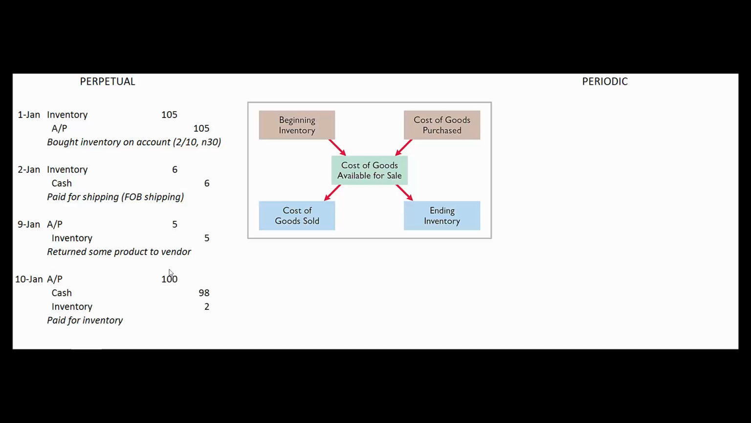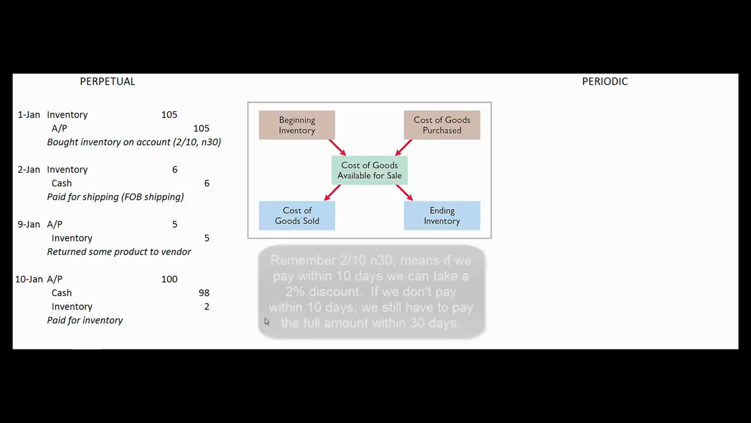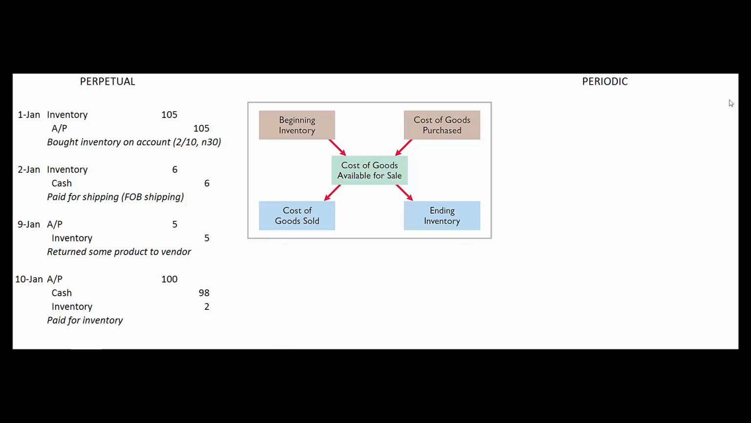Then on January 10th, on the 10th day, we finally pay. That inventory originally we bought for $105, so the account payable was originally $105. We reduced it by $5, so we actually owe them only $100 now. But since we paid it within 10 days, we take a 2% discount. So we take that account payable off our books, we write a check for $98, and the $2 purchase discount we got for paying the bill early enough, we use that to directly decrease the cost of our inventory.